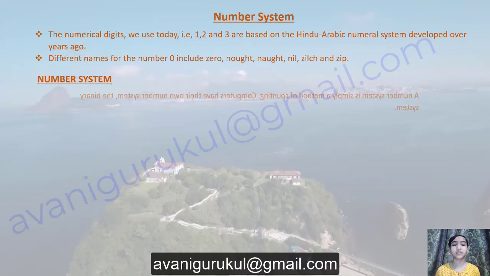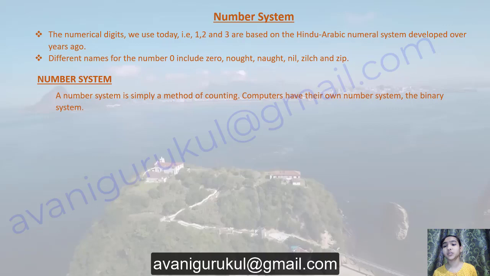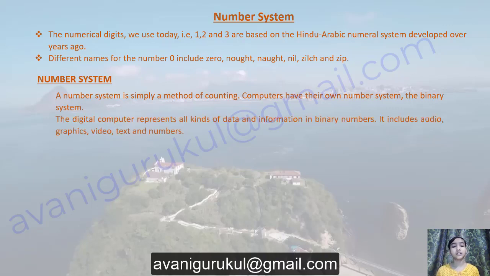Number system. So what is number system? A number system is simply a method of counting. Computers have their own number system, the binary system. The digital computer represents all kinds of data and information in binary numbers. It includes audio, graphics, video, text and numbers.